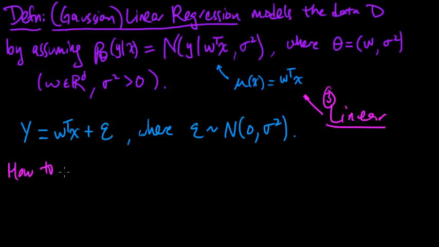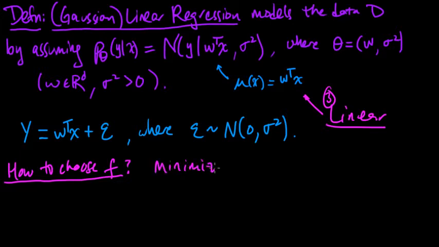How to choose f, and f is our prediction, our function that we're going to use to predict. Well, if we are thinking from a decision theoretic point of view, we should always choose a procedure, a decision, to minimize our expected loss. That's what decision theory says. Minimize your expected loss.